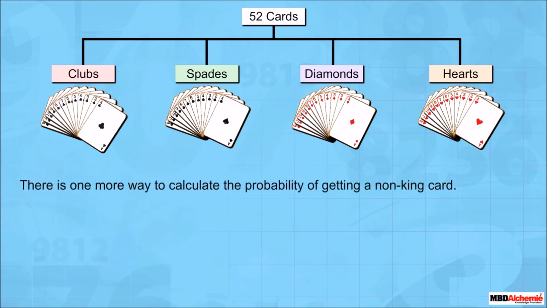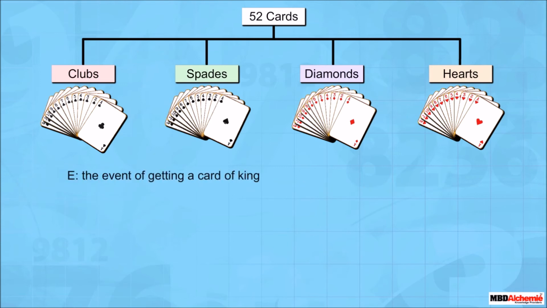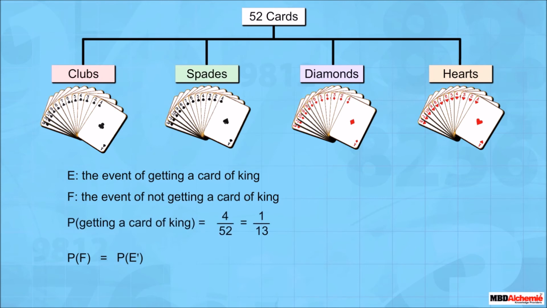There is one more way to calculate the probability of getting a non-king card. As both the events, say E, getting a card of king, and say F, not getting a card of king, are opposite to each other, so the probability of F is nothing but a complement of E. Thus, the probability of both the events will be complementary to each other. As we calculated, the probability of getting a card of king is 1 upon 13. Thus, the probability of getting a non-king card is 1 minus 1 upon 13, that is 12 upon 13.